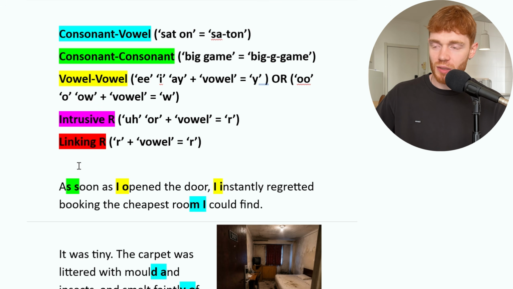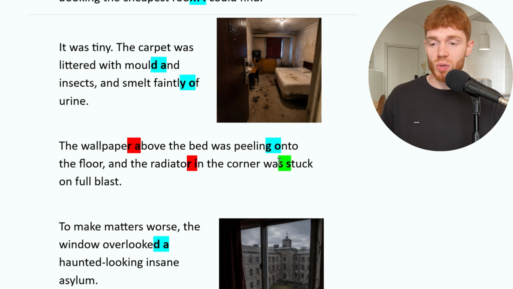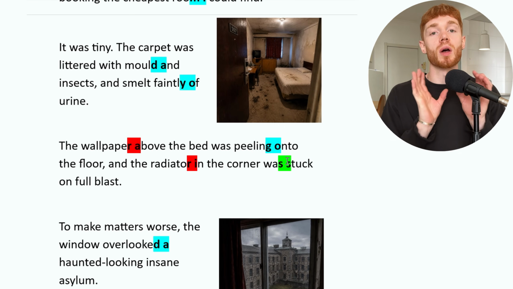Okay, so the first pattern we have here is consonant-consonant linking. This is extremely easy, don't worry. So basically when one word ends in a consonant and the next word starts with the same consonant, we just link them together. As soon, big game, big game. Was stuck. So it becomes one word, okay?